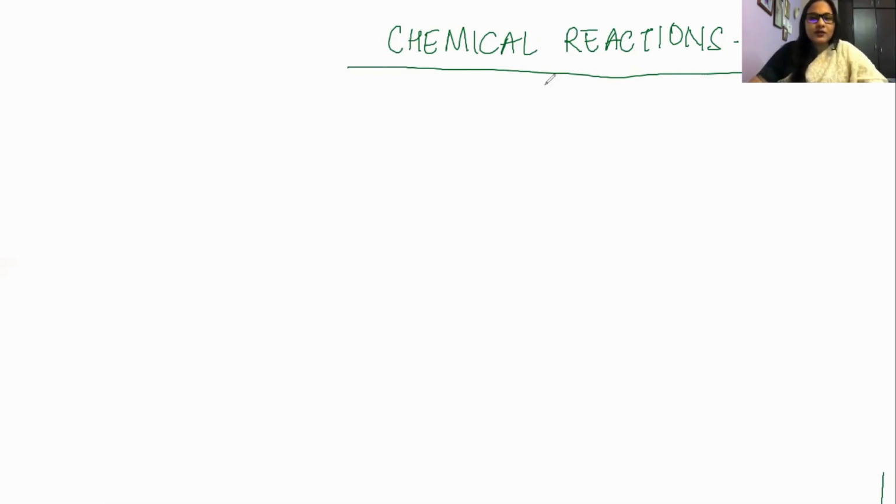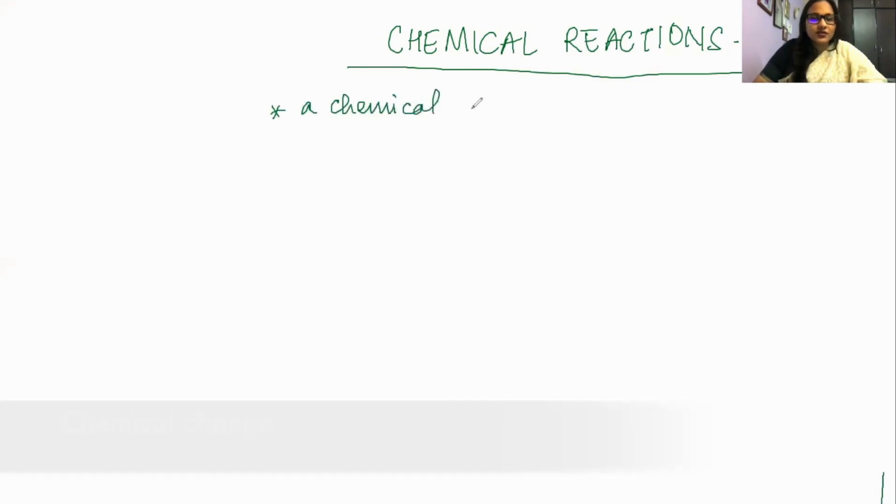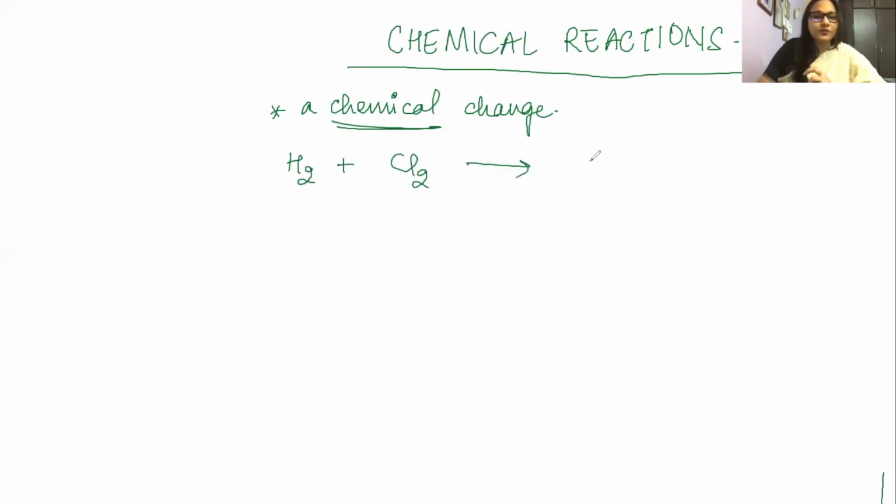Now, chemical reactions are reactions that occur as a result of a chemical change. You must recall that chemical change is a change which results in formation of a completely new substance with completely new chemical properties, and also a very different molecular composition as compared to its reactant. For example, the simplest example: if I react hydrogen gas with chlorine gas, it will form the molecule hydrogen chloride. It is formed in the form of a gas.